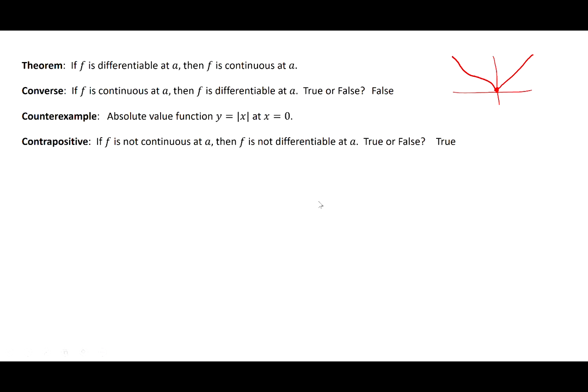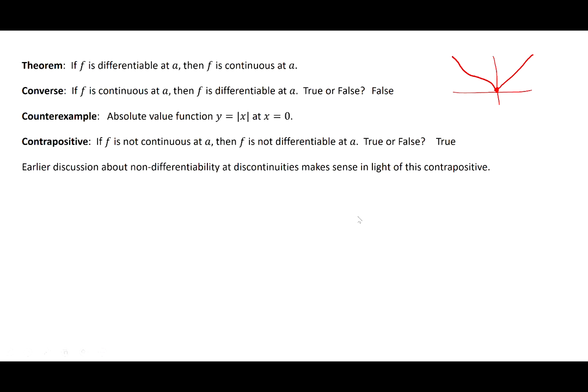Please allow me to repeat that and clearly have it in your head. If a function is continuous, that does not automatically mean the function is differentiable. No, it doesn't. However, if a function is not continuous at a point, automatically the function is not differentiable at that point. Cool? All right.